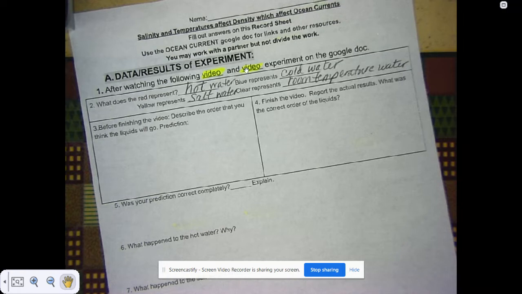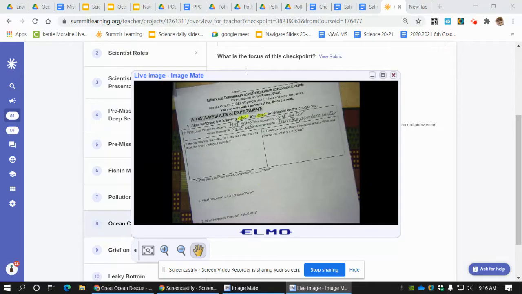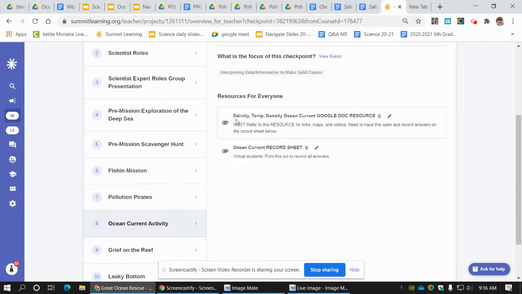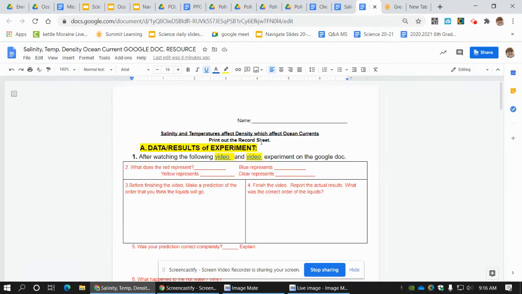So where do you find these links? Because you can't click on the paper. So we're going to take a look at where you find those links. This is the one that you absolutely need to open up. It says salinity temperature density affects ocean currents. This is a Google Doc resource that you need to have up on your computer. So when I open that up, you're going to get a Google Doc that looks like this, and it looks very similar to what you have in front of you.